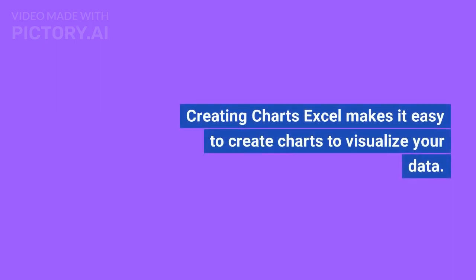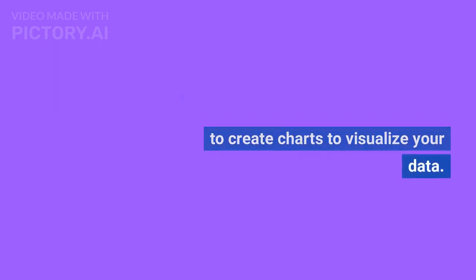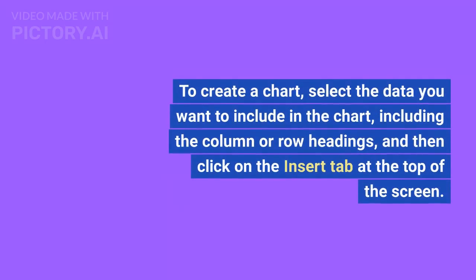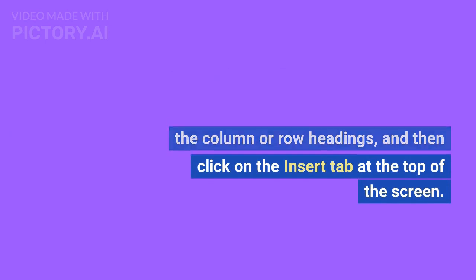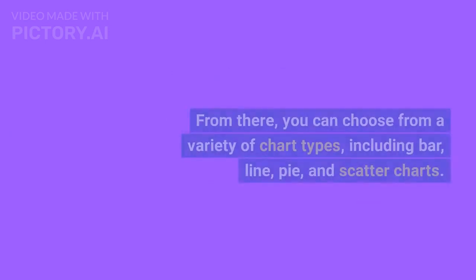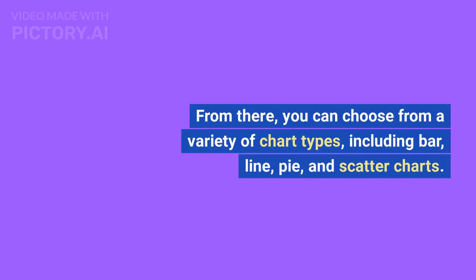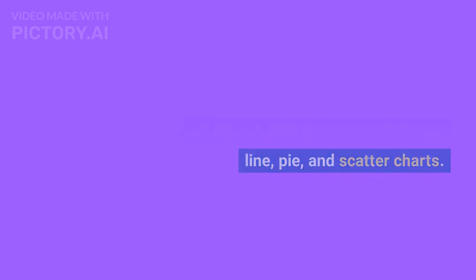Creating charts: Excel makes it easy to create charts to visualize your data. To create a chart, select the data you want to include in the chart, including the column or row headings, and then click on the Insert tab at the top of the screen. From there, you can choose from a variety of chart types, including bar, line, pie, and scatter charts.